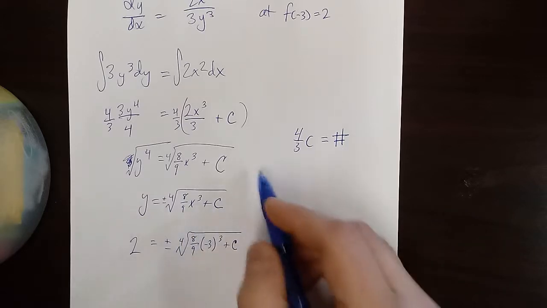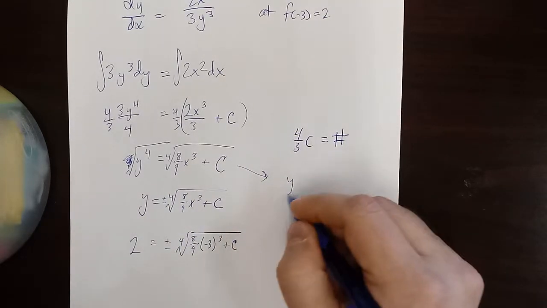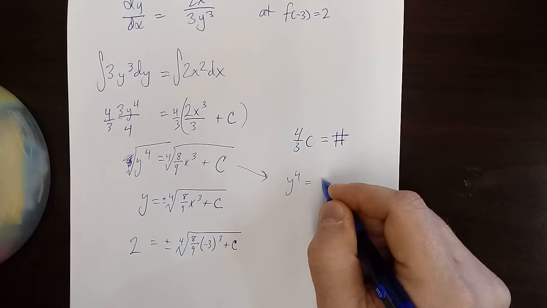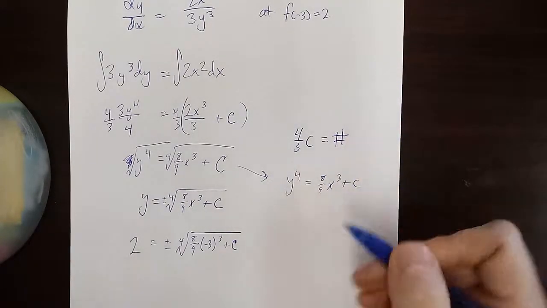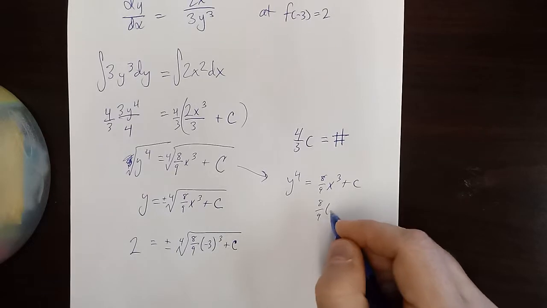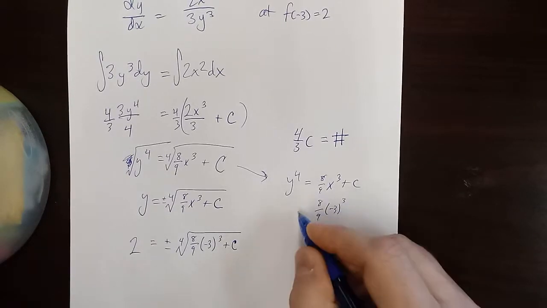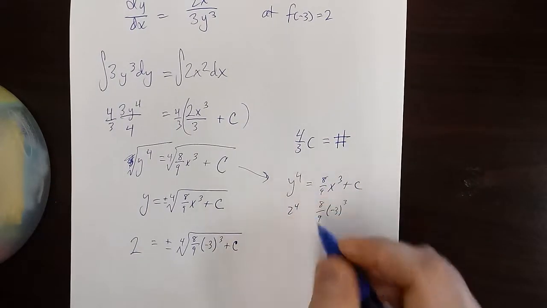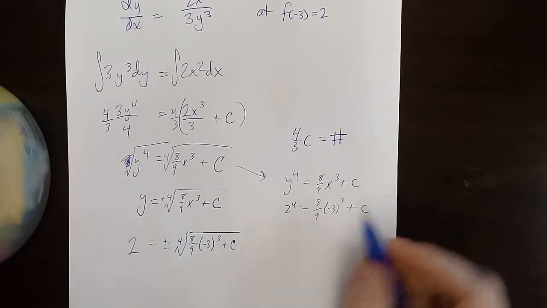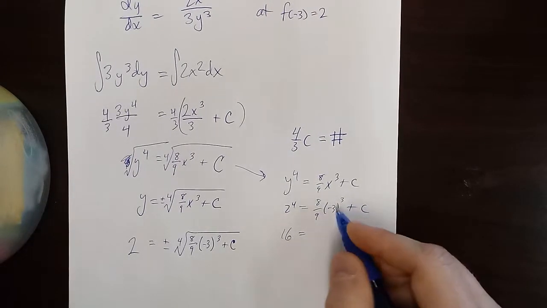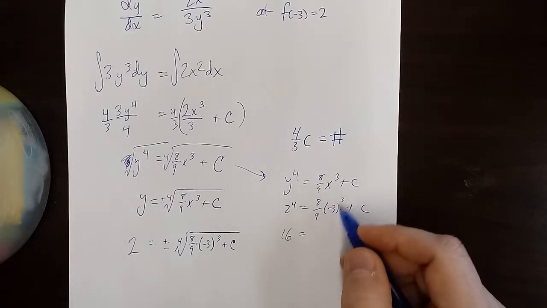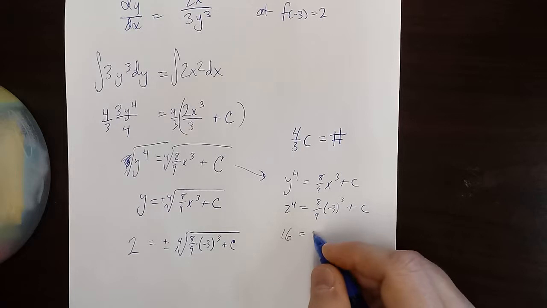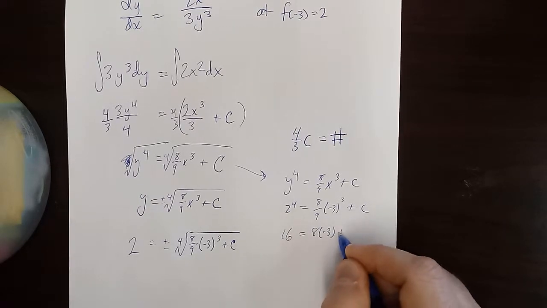So I'll go back here and I'll say y to the fourth is equal to 8/9 x cubed plus c. Now when I plug in negative 3, I get 8/9 times negative 3 cubed is equal to 2 to the fourth. And the plus c is still over here. So I get 16 is equal to, let's see, that's going to be 27, and then divided by 9 is going to be 3. But it's negative 27 because it's cubed. So that's 8 times negative 3 plus c.